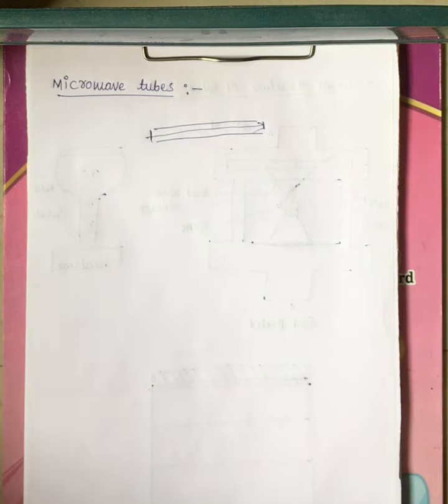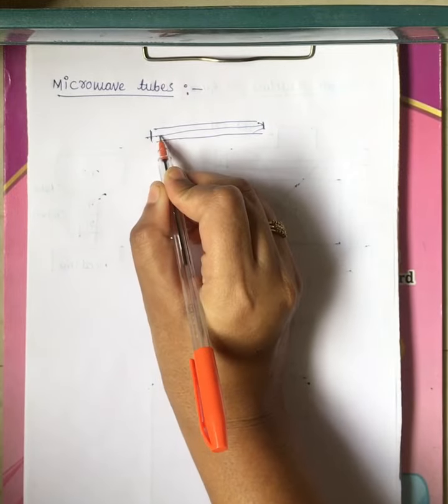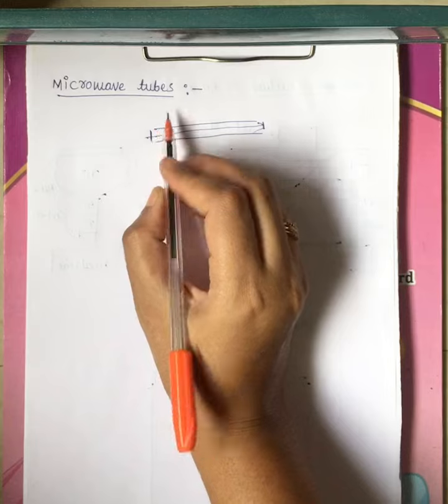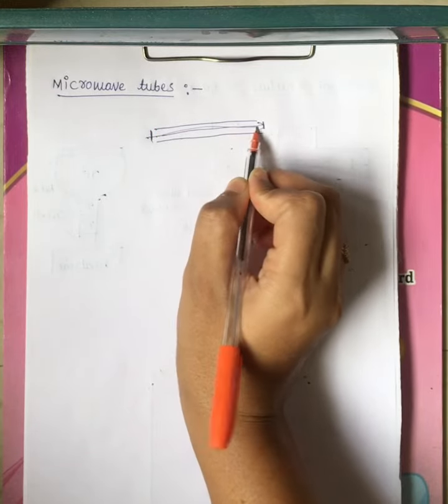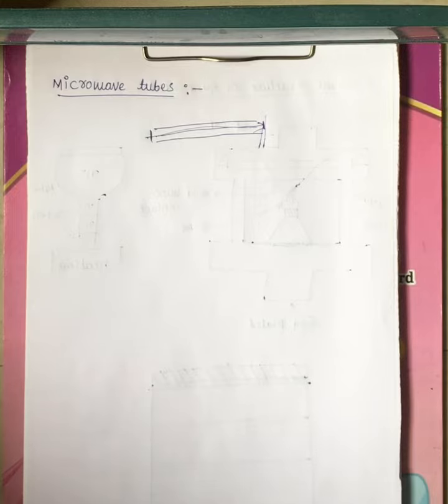Now we will have an electron gun also, through which the beam of electrons is generated, and that beam of electrons travels along this tube and is collected at the anode cavity. This is the basic operation of a microwave tube, right?